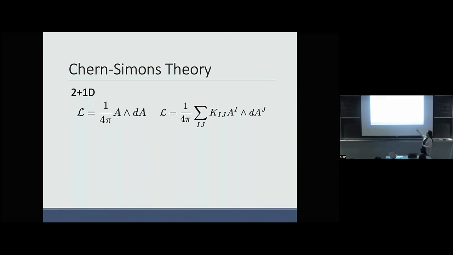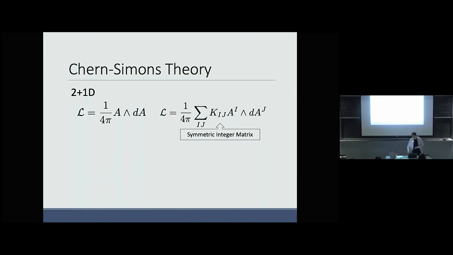And the slightly complicated form contains more, because you can imagine there are multiple fields, and these fields can mutually have this Chern-Simons term. The key thing is that the coefficient characterizing their Chern-Simons interaction is given by this symmetric integer matrix K. That's the key thing I'm going to build around and then extend to 3+1D to talk about fractons, because originally this Chern-Simons theory was in 2+1D or 3D, people just talk about space-time together, but we want to extend it to 4D or 3+1D.